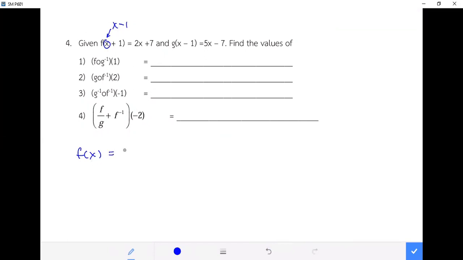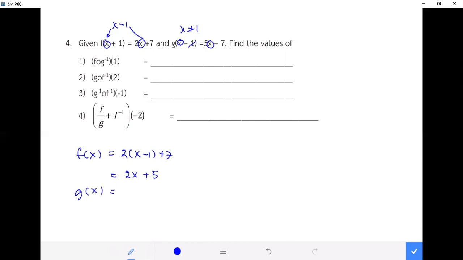You find fx first, and your x is now replaced by x minus 1, right? So fx is 2x minus 2 plus 7 plus 5. Finish now, right? And then you want to get gx, and you have to replace this x and that x by, I think, x plus 1, right? If you replace this x by x plus 1, then plus 1 minus 1 will cancel like that. You will get your gx.